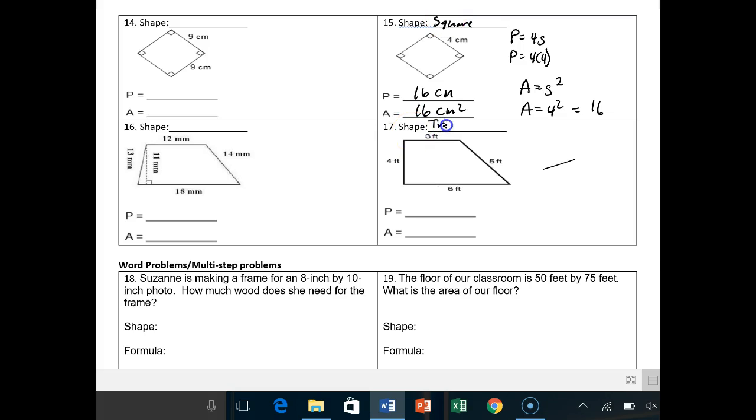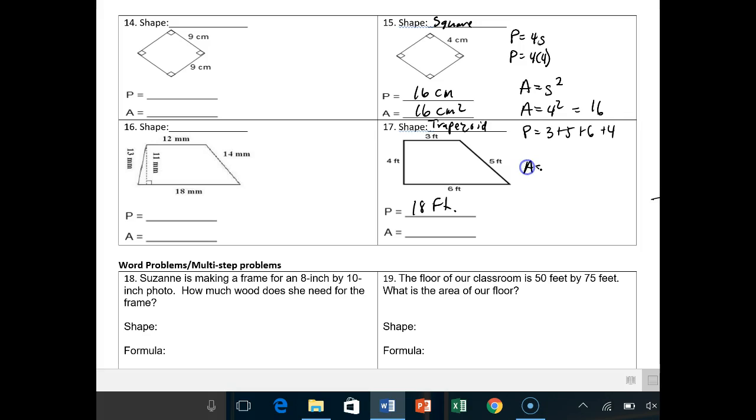And in number 17, we have a trapezoid. So the perimeter, if you add up all the sides, is just going to be equal to 3 plus 5 plus 6 plus 4. So 8 and 10, that's 18 feet.